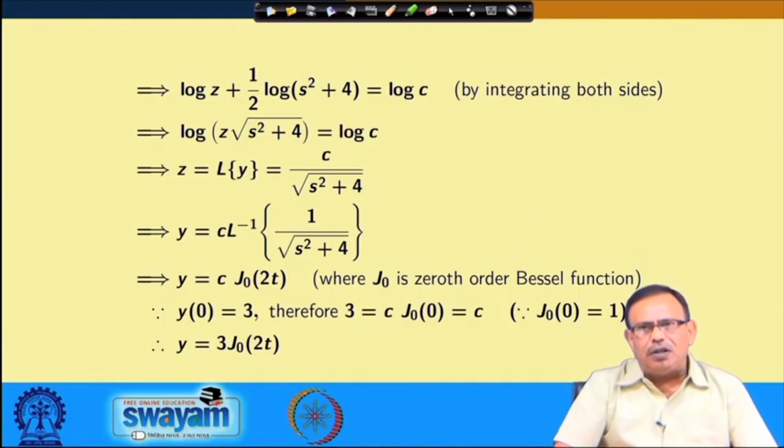So please see the variation here. Whenever I have terms like t y double dash, t y dash or t y, the second order ODE will be converted into a first order ODE by using the Laplace transform. In this case, we are not converting it into an algebraic equation, but into one first order ODE. We find the solution of the first order ODE, and then taking the inverse we obtain the solution. In the next lecture, we will take one more example on this, so that you can understand it in a much better way.